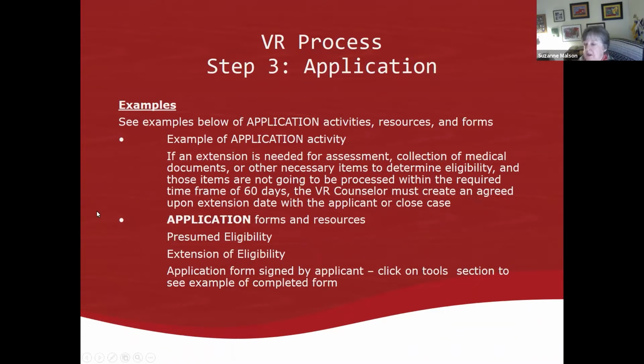Some examples of an application activity would be the assessment, collection of medical documents, and other necessary items to determine eligibility. Can any of you think of any other items that you need? ABR's program has 6 criteria, which we'll talk about in a minute. And what do we have to do within 60 days? And you have other people you have to depend on as you send out those releases of information, to gather all the information to make sure you are doing what you need to do for your consumer.